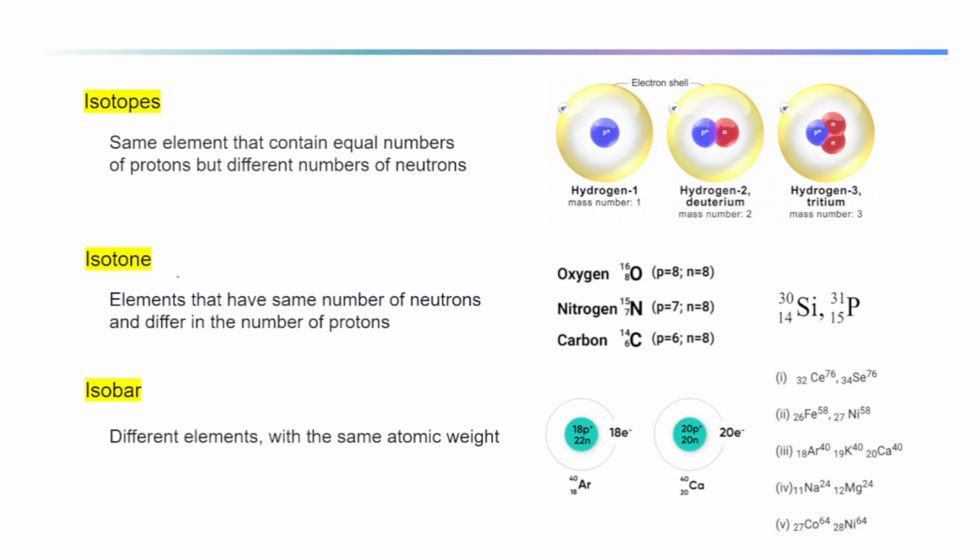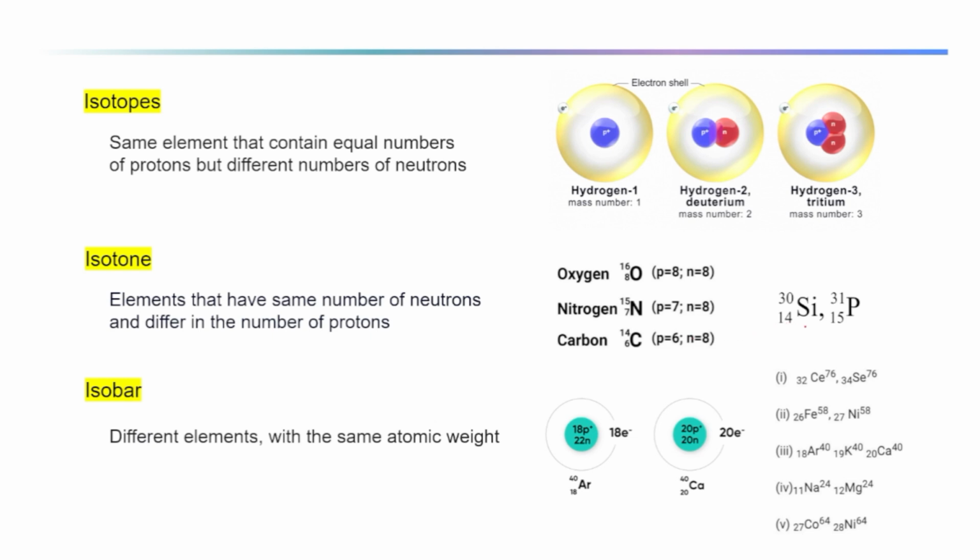Now in case of isotone, elements that have same number of neutrons and differ in the number of protons. In case of isotope, we have same number of protons, different number of neutrons. Here it is exactly opposite. So you have different number of protons, but the same number of neutrons. So these are called isotones. For example, if you take O16, N15, and C14, we have different number of protons, but we have same number of neutrons. So these are called isotones.